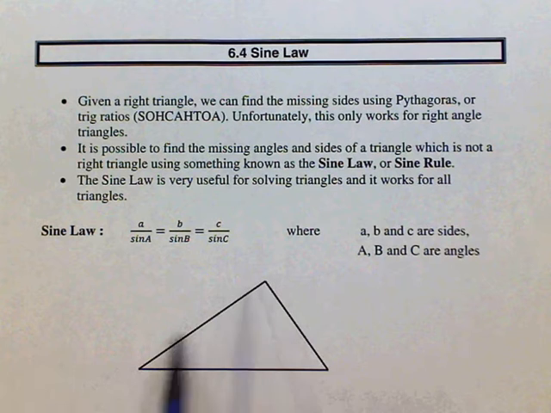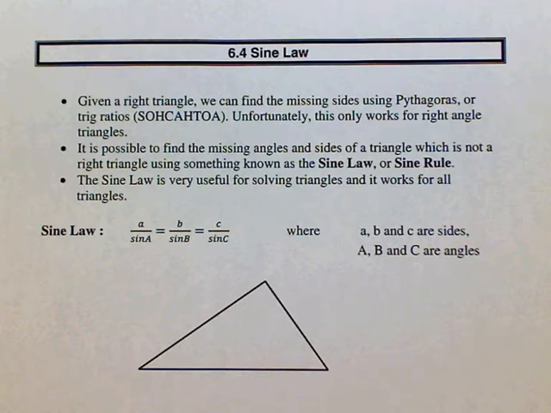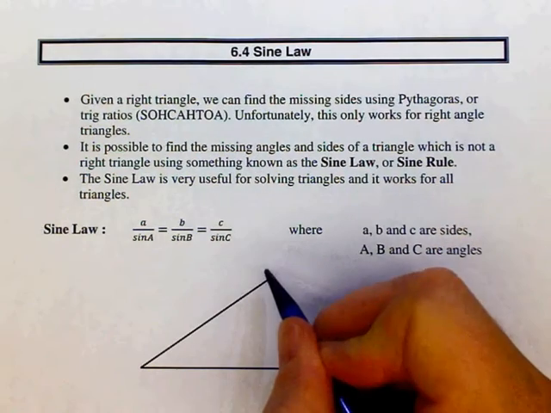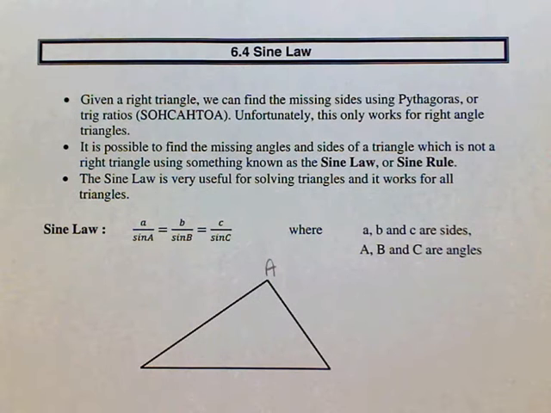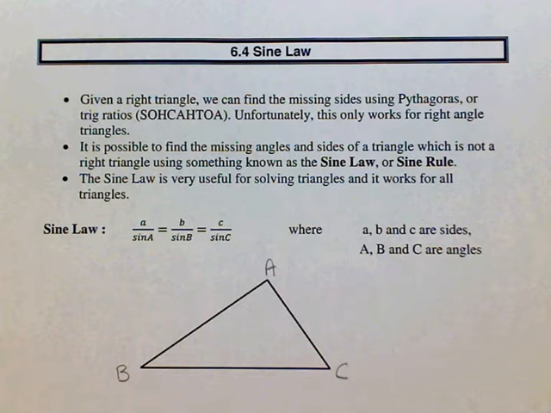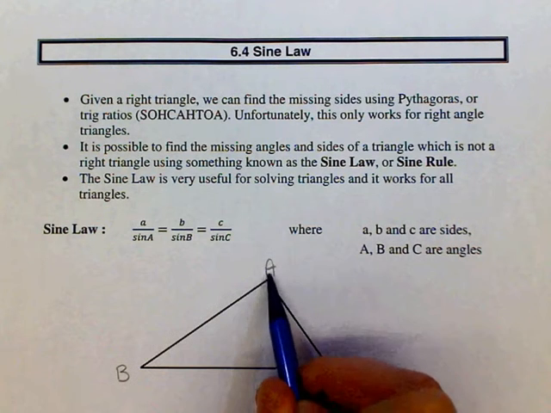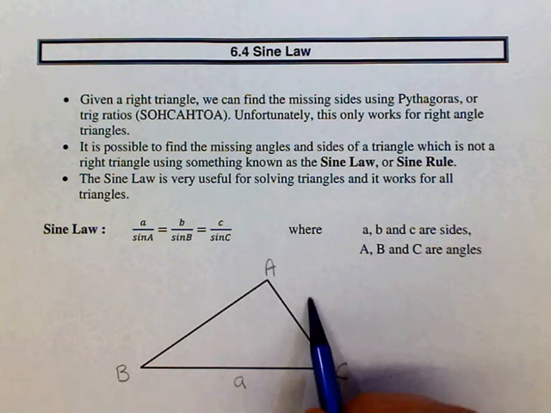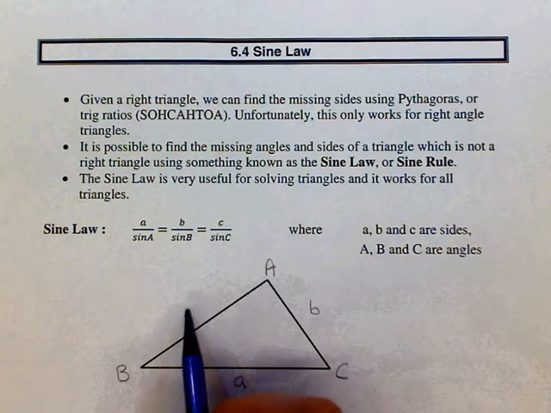So here is a typical triangle. Let's try labeling it. Now we know capital A's go on the angles. So let's call this angle A, let's call this angle B, and let's call this angle C. To label the sides, we now have to go across from the angles. So this one is little a, across to little b, and across to little c.